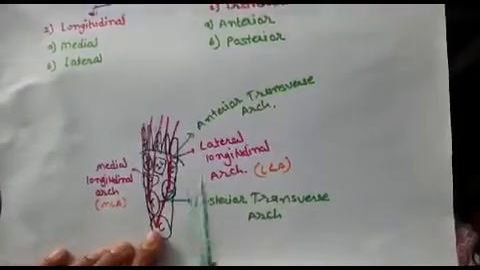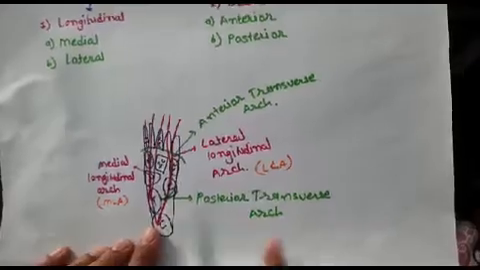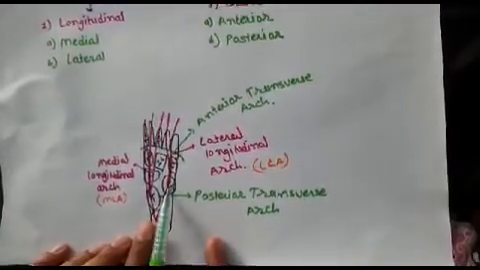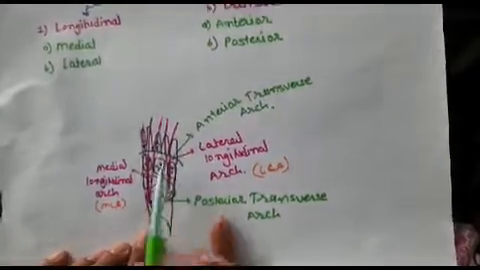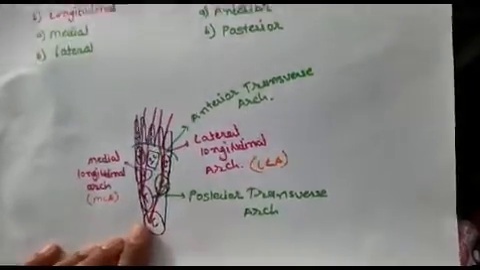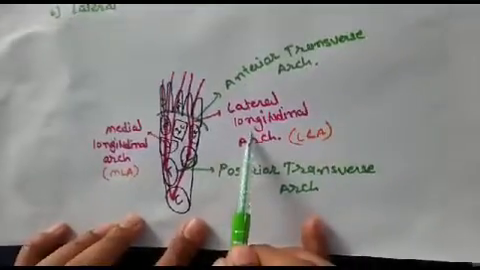Now the next arch is the lateral longitudinal arch. Of course, it is on the lateral side. It passes along the calcaneum to the cuboid, and the lateral cuneiform bone, and the rest of the two metatarsal bones, that is the fourth and fifth. So you can see here the medial longitudinal and lateral longitudinal arches.